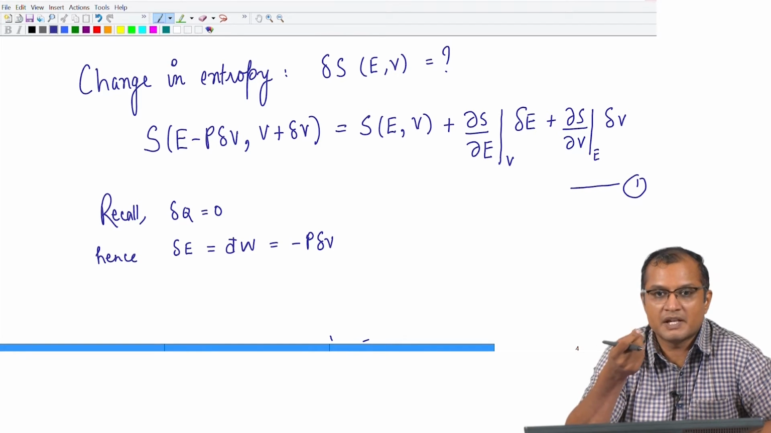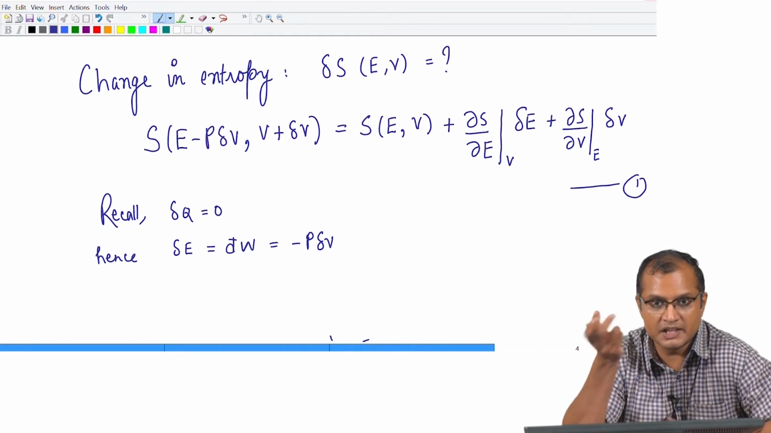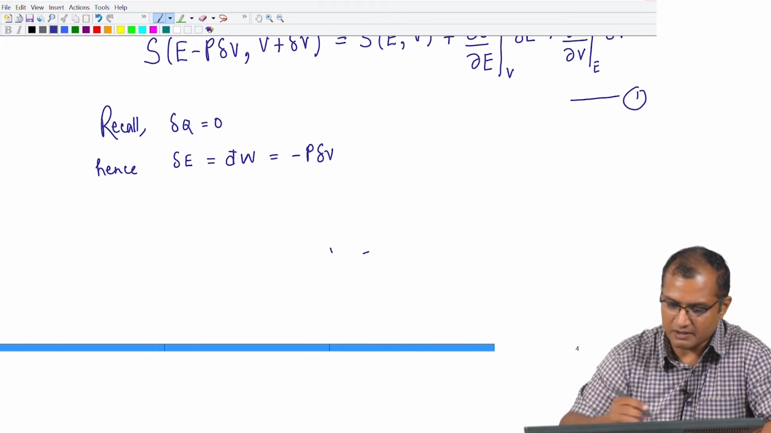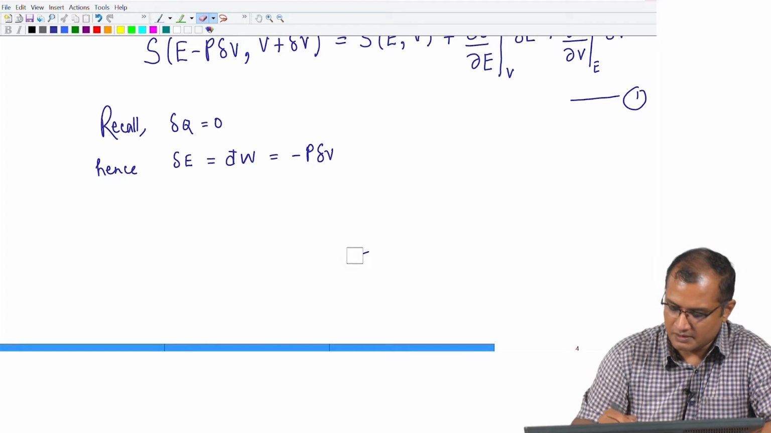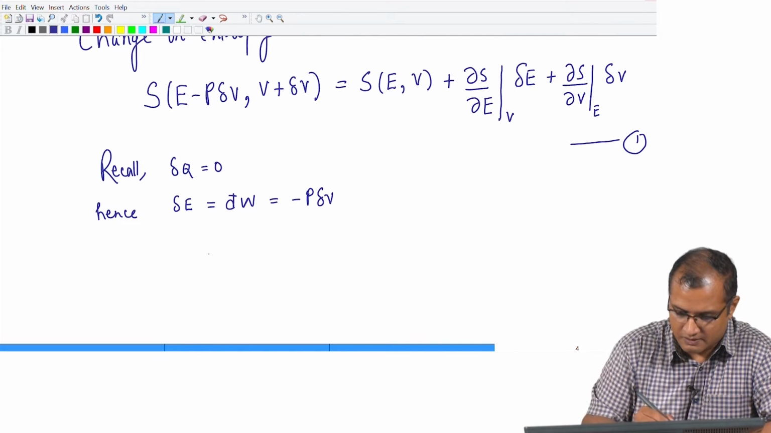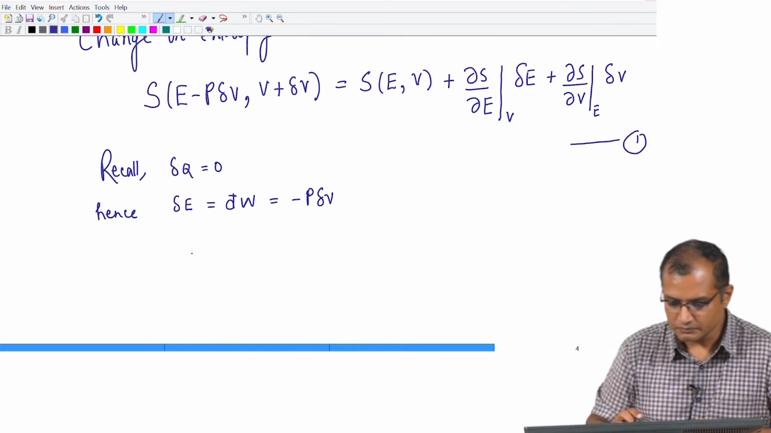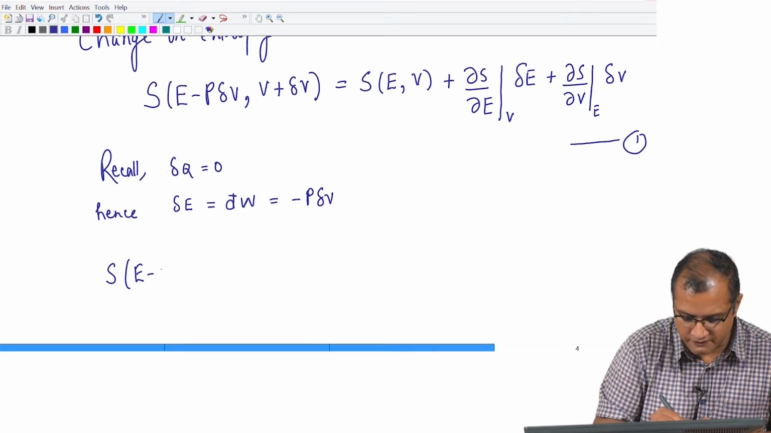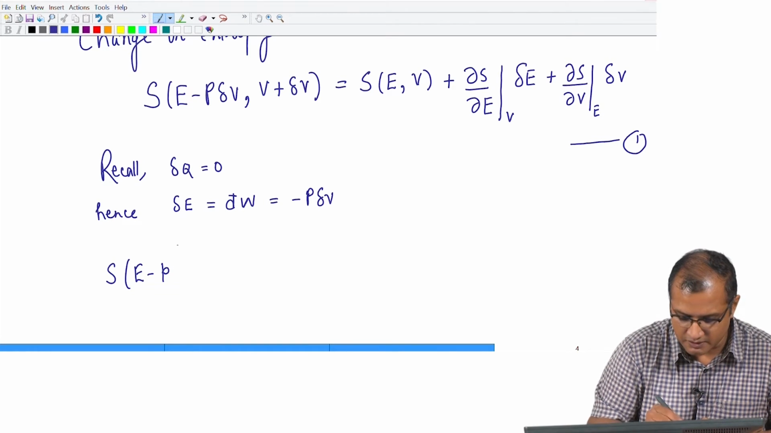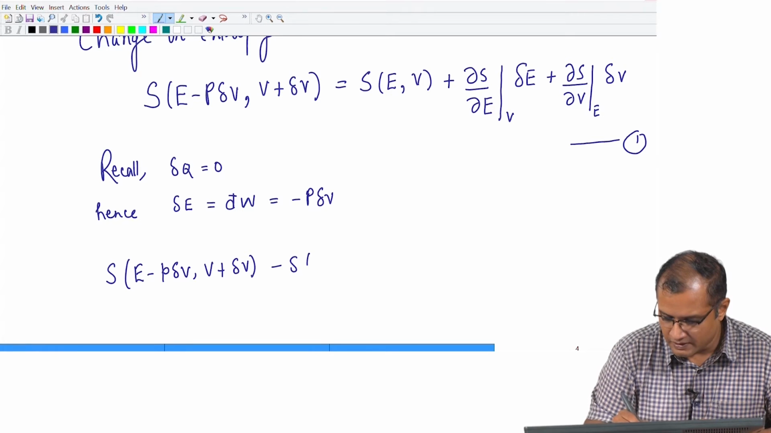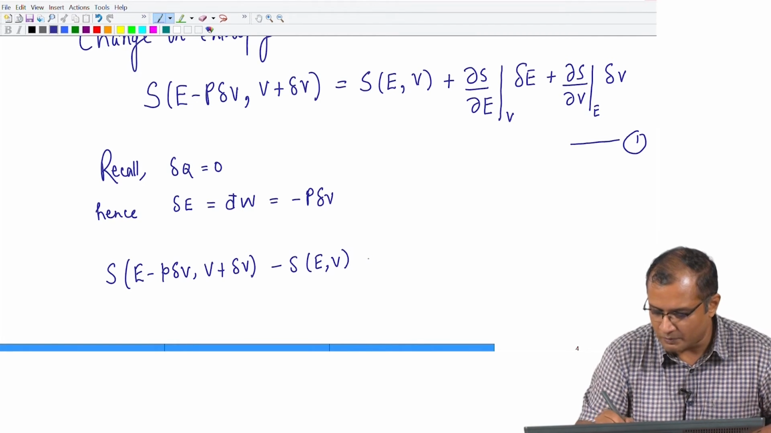Okay, the energy of the system can only change due to the work done on the system, because the heat given to the system is 0; it is thermally isolated. So, in equation 1 I can substitute this, and I can write down this equation 1 as S of E minus E at the final energy and volume values, and I will take S at initial values of energy and volume on the left hand side.